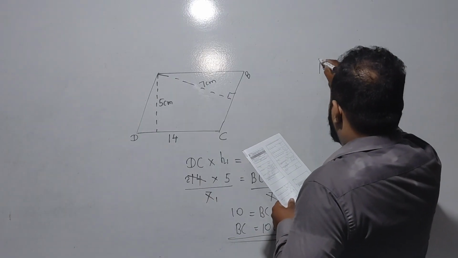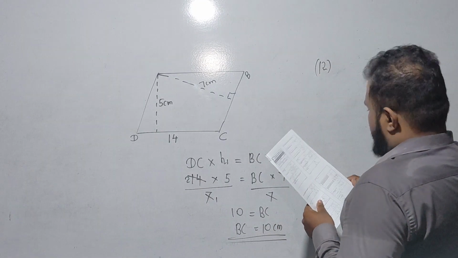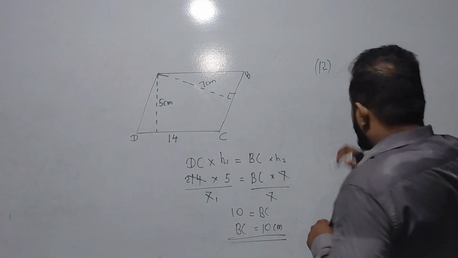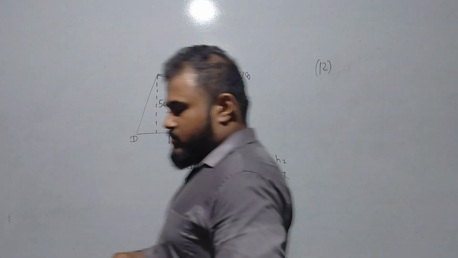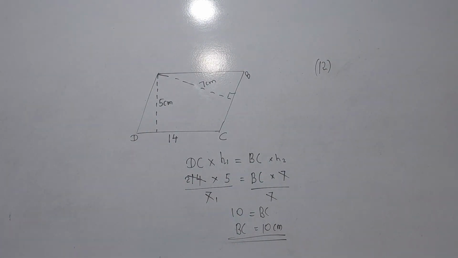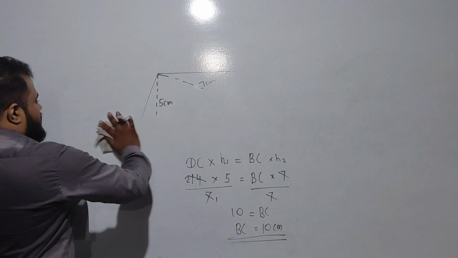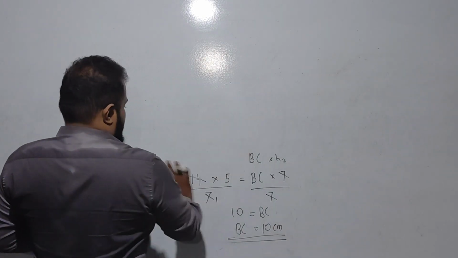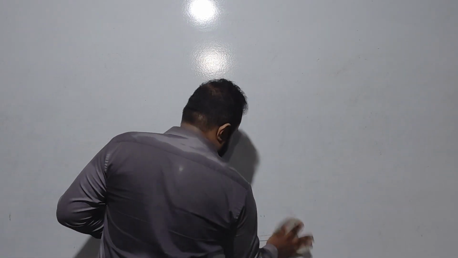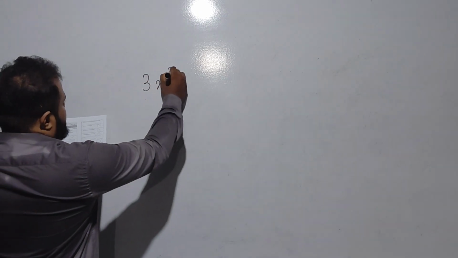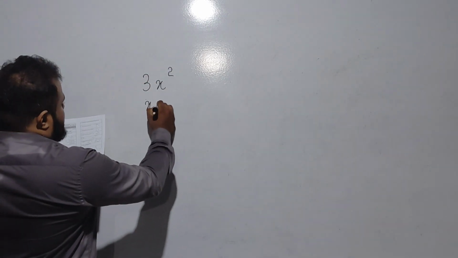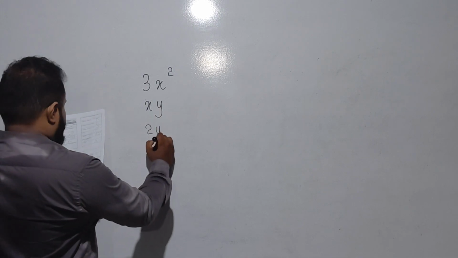Question number 2. Find the least common multiple. Least common multiple means we have to write numbers from prime factors and we have to write algebraic values using their powers. We are choosing the highest power of prime factors and highest power of algebraic values. 3x squared, xy, 2y squared.